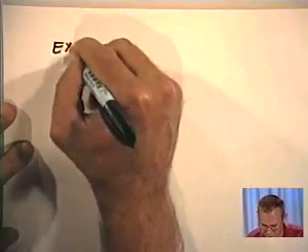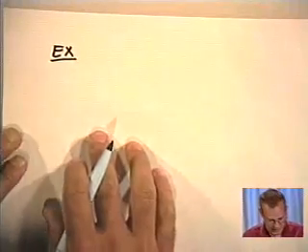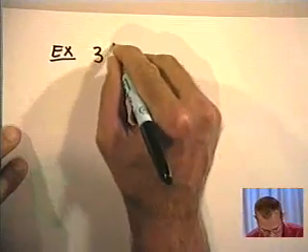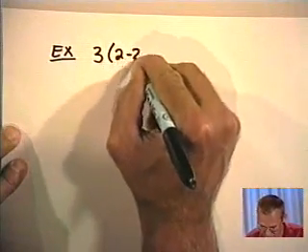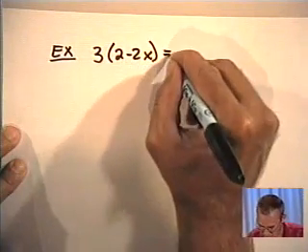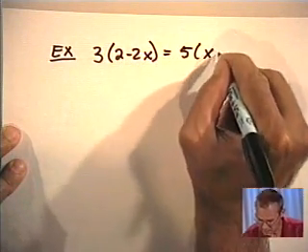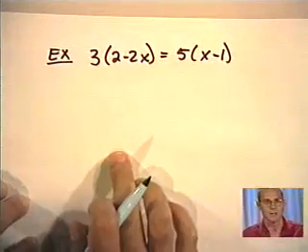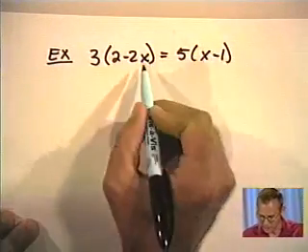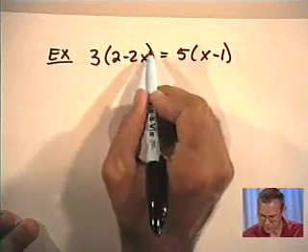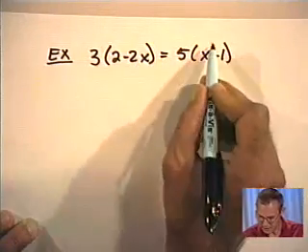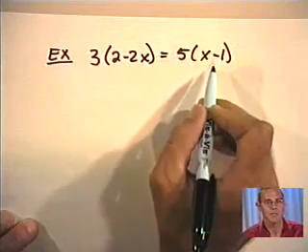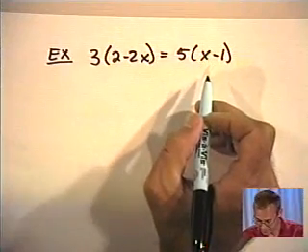Let's try one that involves the distributive property that you may have seen in a previous lecture. 3 times (2 minus 2x) equals 5 times (x minus 1). Now, is this a linear equation? Remember, just look at the variable. Our variable is x. And let's determine the power of the exponent. The power is 1, so this must be a linear equation.